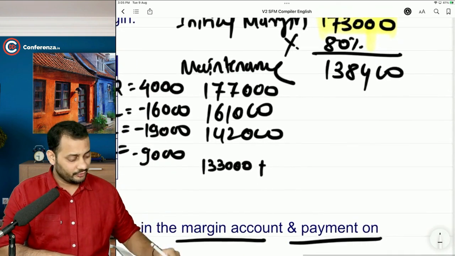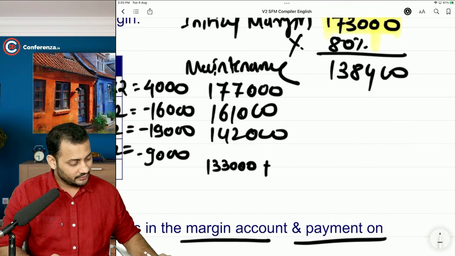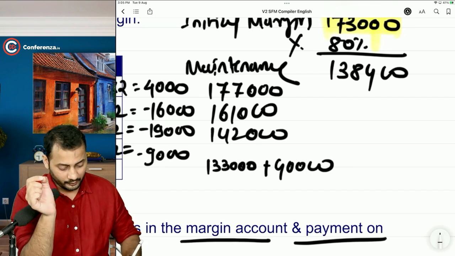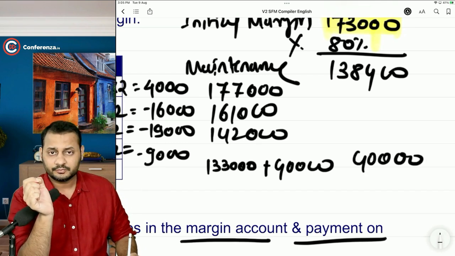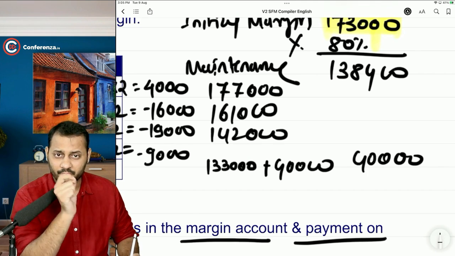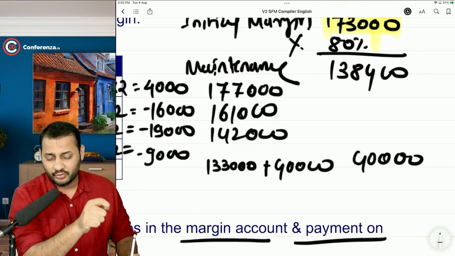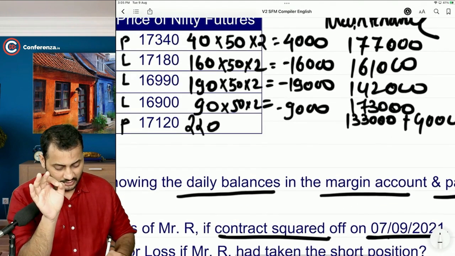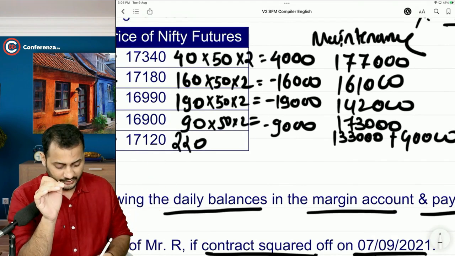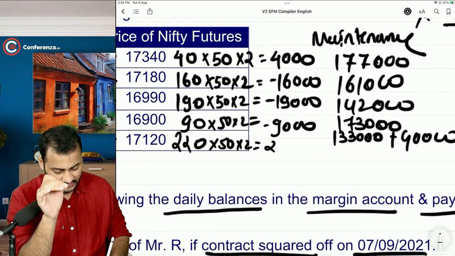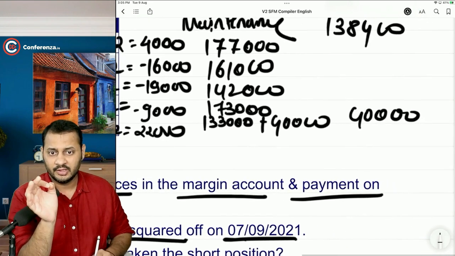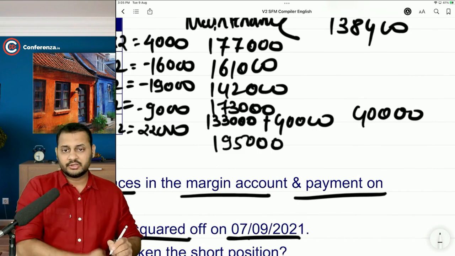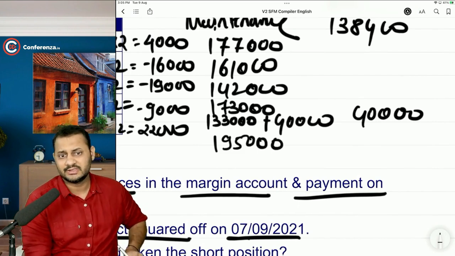Okay, now how much you have to deposit? 1,73,000 minus 1,33,000. 40,000 rupees is what you have to deposit more. So there will be a call money. There will be a call from the broker to deposit more money, and that comes to 40,000, which brings your margin account to 1,73,000. Now on the very next day, there will be a profit of 220 rupees on 50 multiplied by 2, that comes to 22,000 of the profit. Now this will be added to your margin account, which will bring your margin account balance to 1,95,000 rupees. That's it. This is the end.